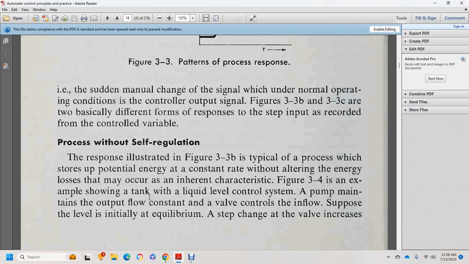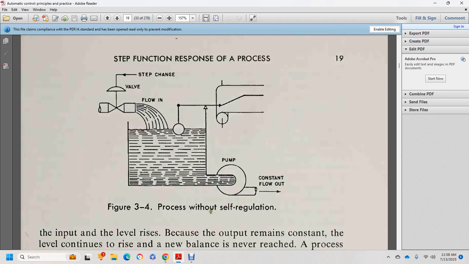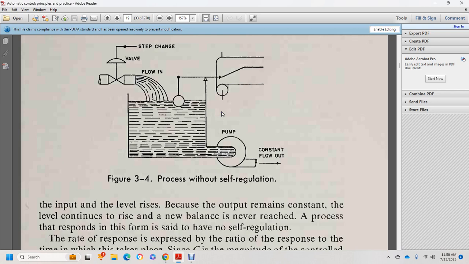Figure 3.4 is an example showing a tank with a liquid level control system and a pump. The pump maintains output flow constant while a valve controls the inflow when it is at the level of initial equilibrium. A step change in the valve increases the inflow and shows a process without self-regulation. With the step change in valve flow in, the flow out of the pump stays constant. The level rises from the base balance while the output remains constant. The level rises toward a new balance that is never reached, and a response of this form is said to have no self-regulation.